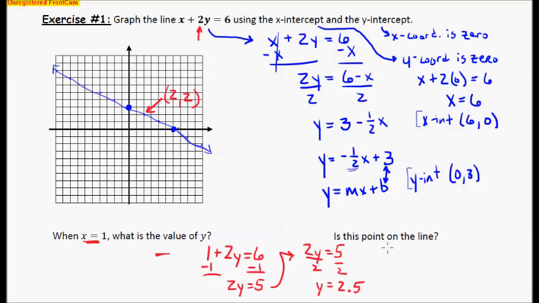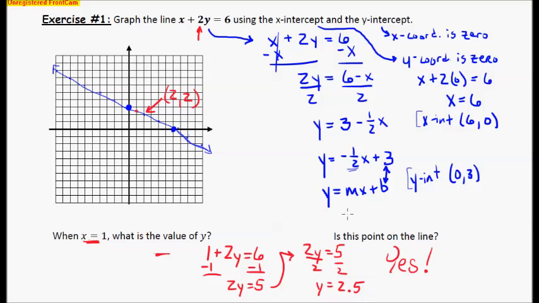All right, and they say, well, is this a point on the line? Well, sure is, because if I want to check it, if I go over 1 and I go up 2.5, boy, that looks pretty darn close. That's pretty good freehand draw of that line right there. And plus, you've actually plugged the numbers in and you've worked the problem out. So yes, that is a point on that line. All right. So there's exercise 1.